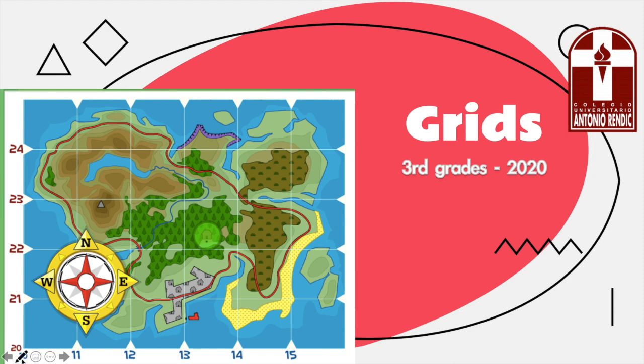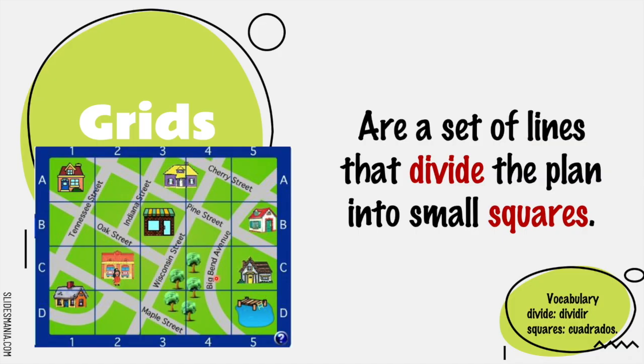Hello. So in today's class, you are going to learn about grids. First, you learn about plans. Remember that plans are drawings of a place, any place, shown from above. You will see different types of plans of different places, like the city, school maybe, or even our classroom. So remember that a plan is a drawing of a place.